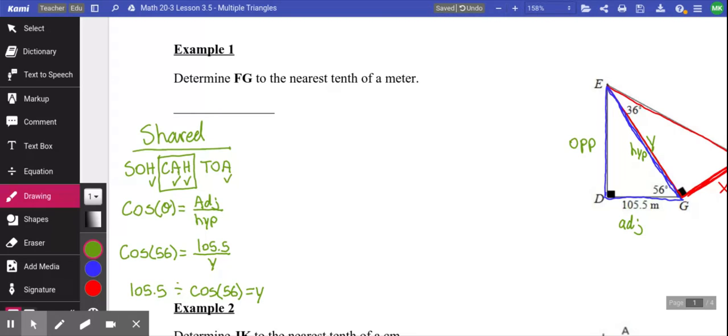188.66. Nice. I'm going to double check.